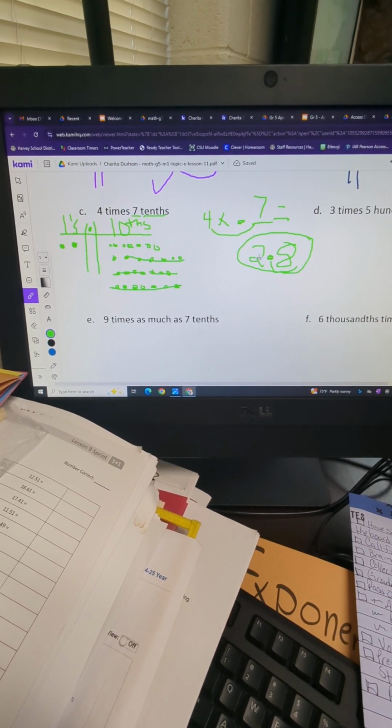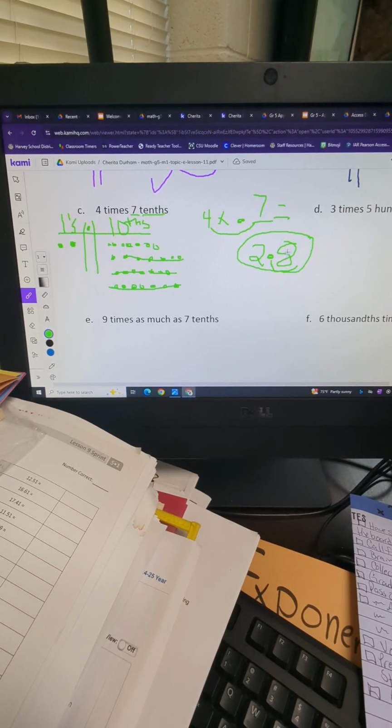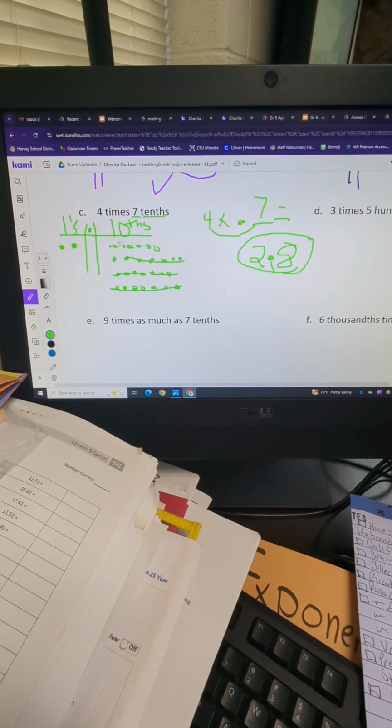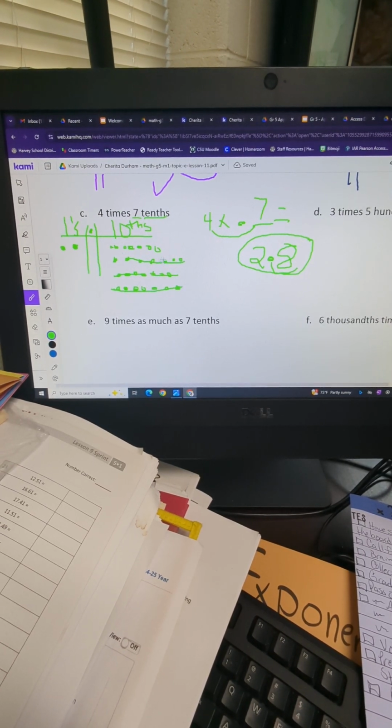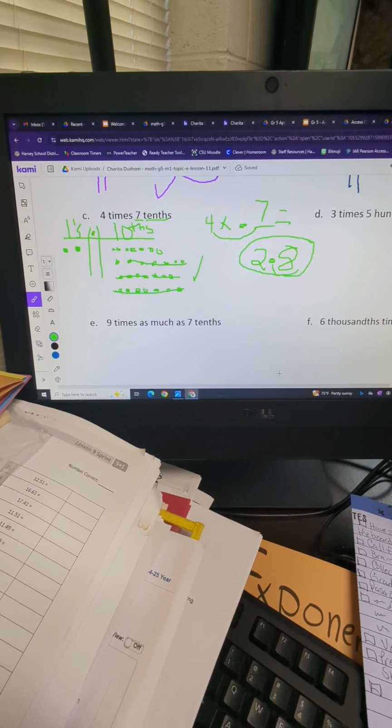That means there's 2 in the ones place. Look at your chart. Do we have 2 in the ones place? Yes. And then there's 8 in the tenths place. So look at your chart. Do we have 8 in our tenths place? Yes, we have 8 in our tenths place. Our answer checks off. Good job. Let's continue.